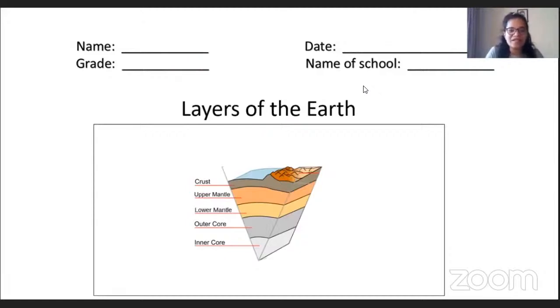Okay, is everyone done with the diagram? 5 layers plus the water and the mountains, ocean and the mountains. Done, everybody? Okay, so do you all know what time it is now? Yes, it's the experiment time.